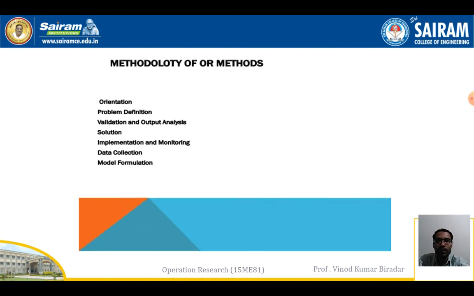So how does this systematic method work? There is a methodology: orientation, problem definition, data collection, model formulation, validation, output analysis, and solution implementation. These are the methodology of OR. Orientation means going and observing what is happening in and around your surroundings related to your project work. Then problem definition: from there you develop your product statement or project statement. Then go for validation and output analysis, checking and analyzing the given problem, and you will get a solution. Then implement it somewhere or in your company. Then collect the data, then model the formulation, then release into the market.